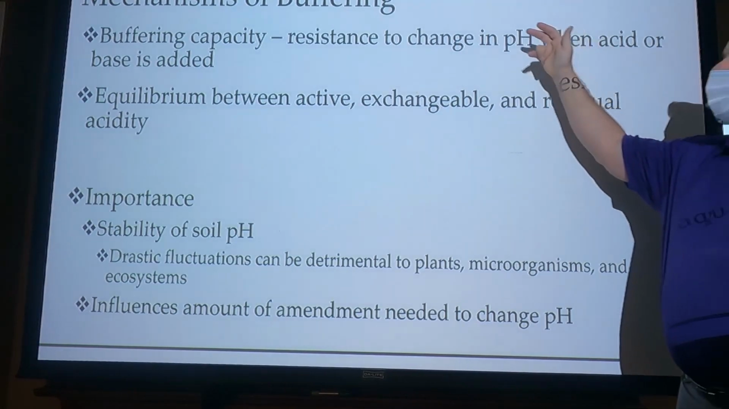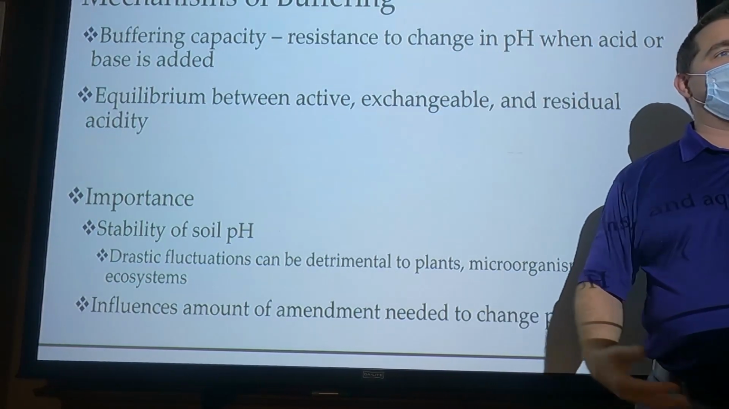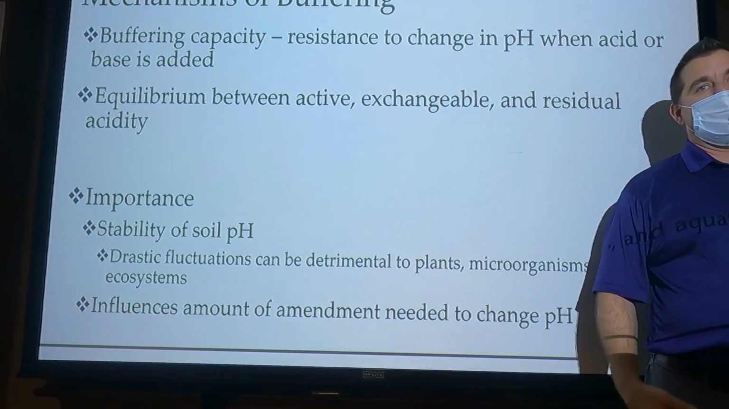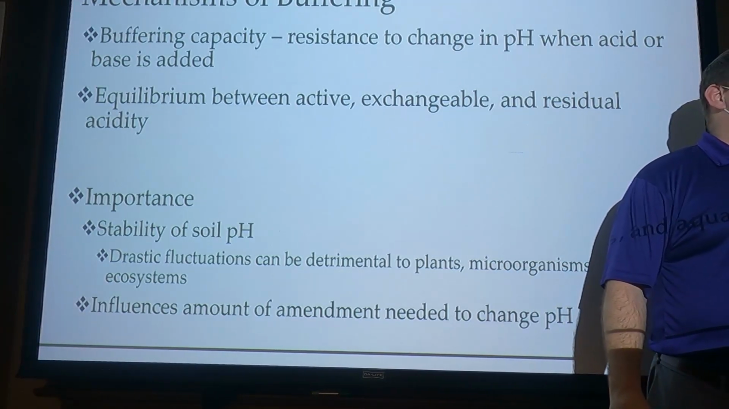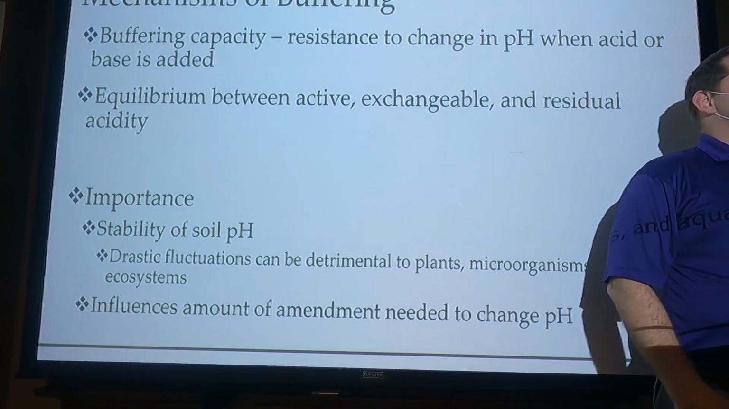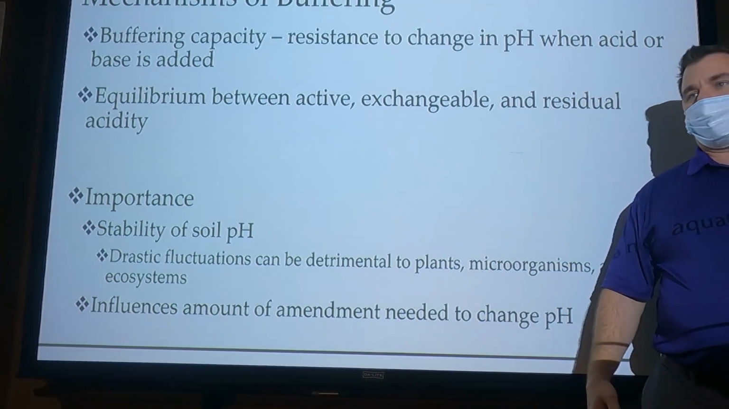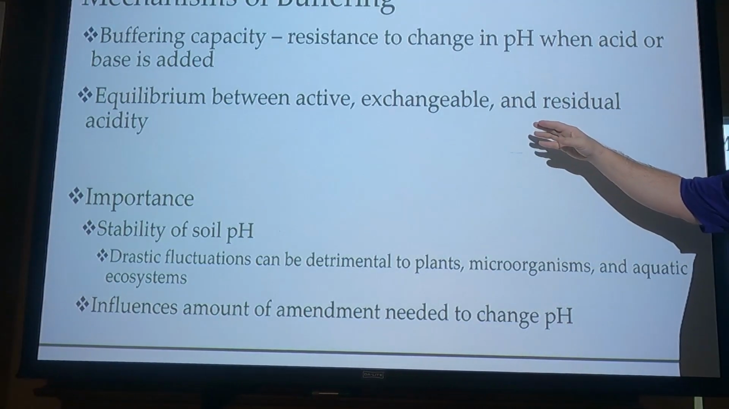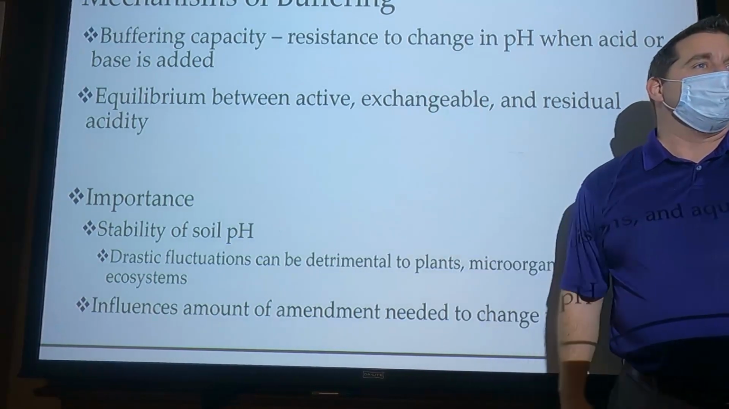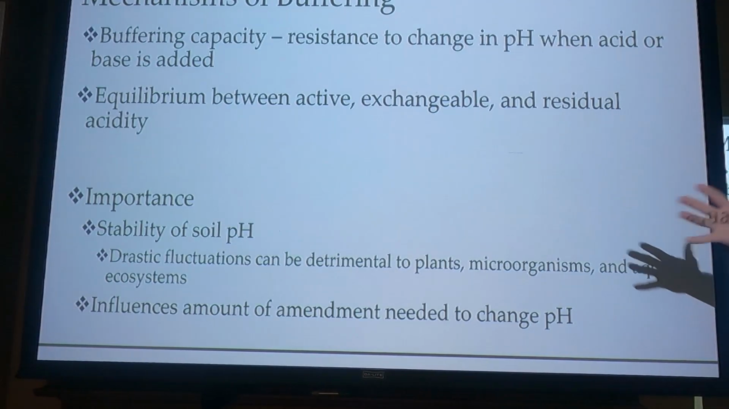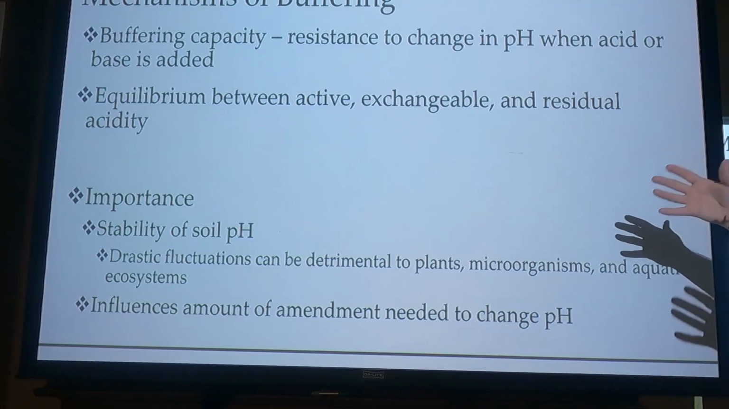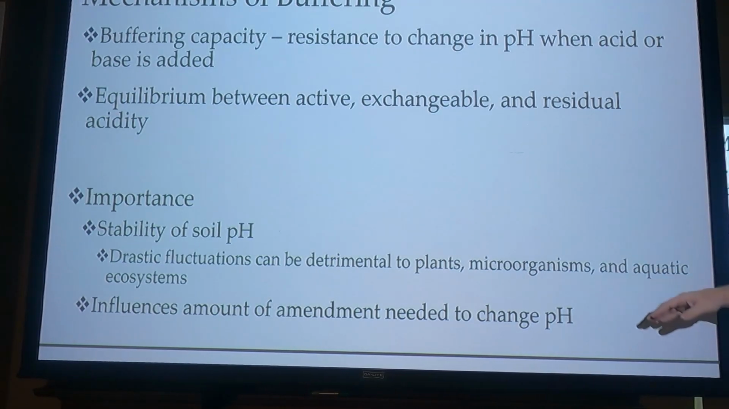Buffering capacity is just going to be that resistance to change. And so you can kind of think of buffering capacity in terms of reinforcements for a military movement of some sort. Once they send in the first wave, they do their thing. Let's say most of them are neutralized. The exchangeable acidity will then resupply the soil with more aluminums and hydrogens, just so that we can keep that soil kind of stable. And so that buffering capacity is going to influence how much lime we need in order to change that pH.